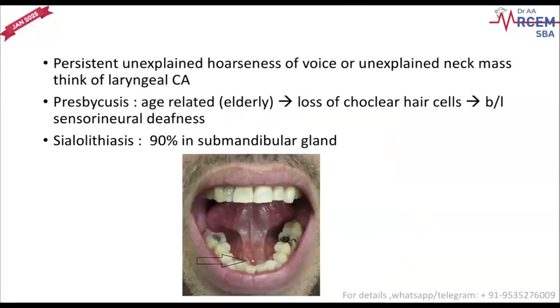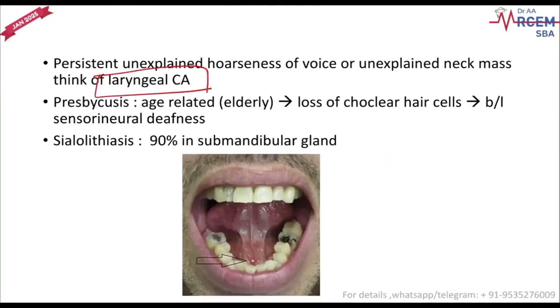A few more things you need to be aware of. Persistent unexplained hoarseness of voice or an unexplained neck mass, if present, is laryngeal CA, which you need to suspect. If the hoarseness is persistently there, for months together, and there is a neck mass that is not tender with no obvious cause, think of cancer in those circumstances.